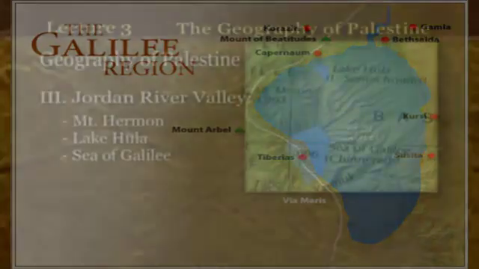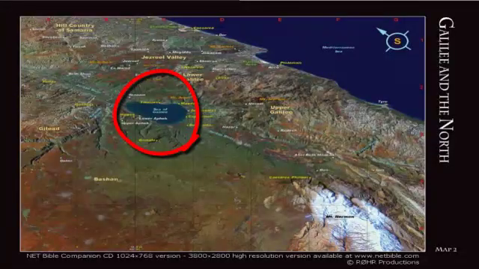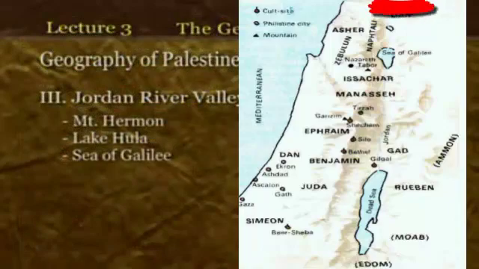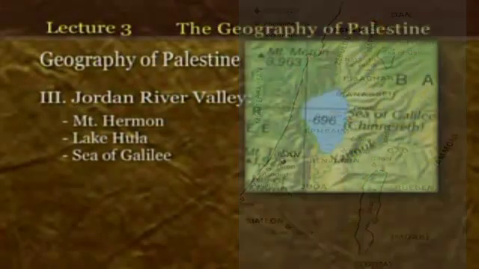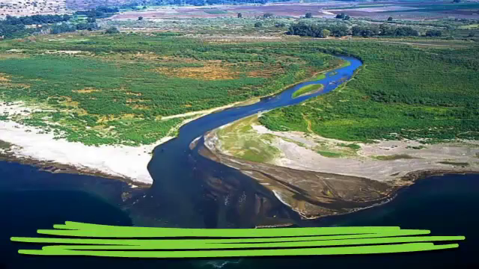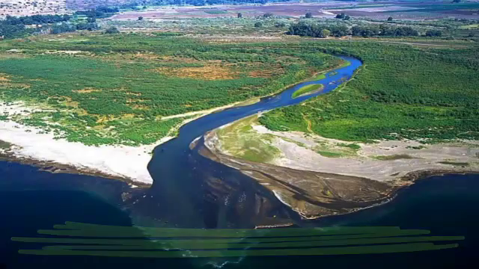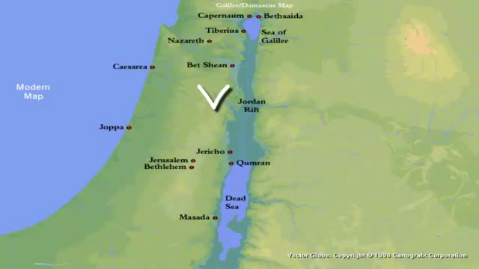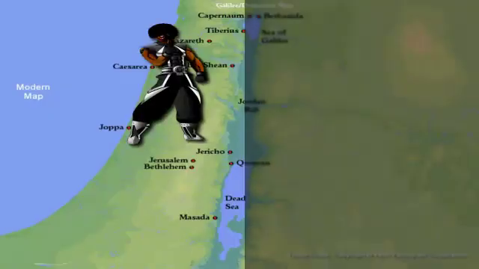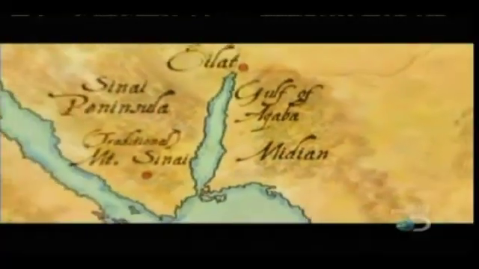Sea of Galilee, 695 feet below sea level. And so already you've gone from Hebron, which is about 9,000 feet above sea level, to the Sea of Galilee, which is below sea level. And then there is the Jordan River running today between the boundaries of Jordan and Israel, running down south to the Dead Sea.